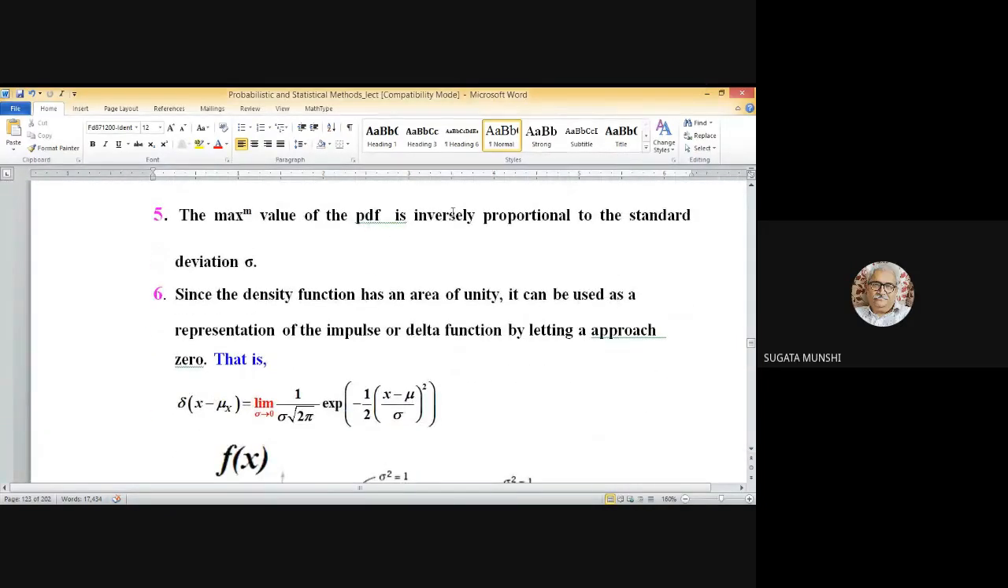I have already pointed out that the peak value of the PDF is inversely proportional to the standard deviation. And the point related to convergence to an impulse function is also there. So every probability density function can be an approximation for the impulse, the Dirac delta function.